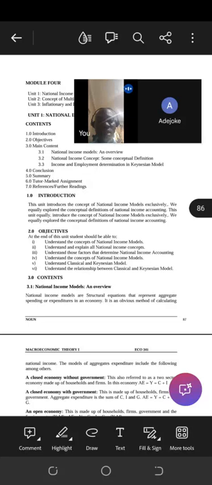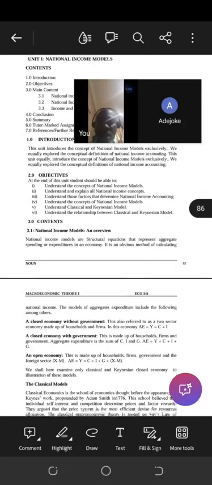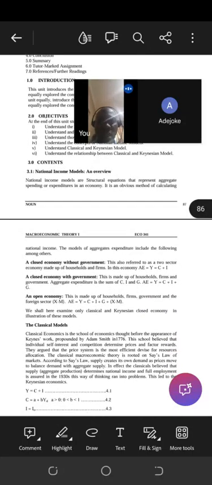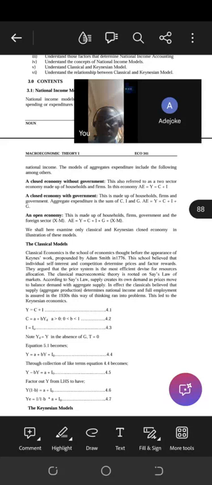Okay, so the unit introduces us to the concept of national income models. Content overview: national income models are structural equations that represent aggregate spending and expenditures in an economy. It is an objective method of calculating national income, in a closed economy without the government. In national income, we are trying to get the total amount of income in an economy, and there are three ways that we can get it.